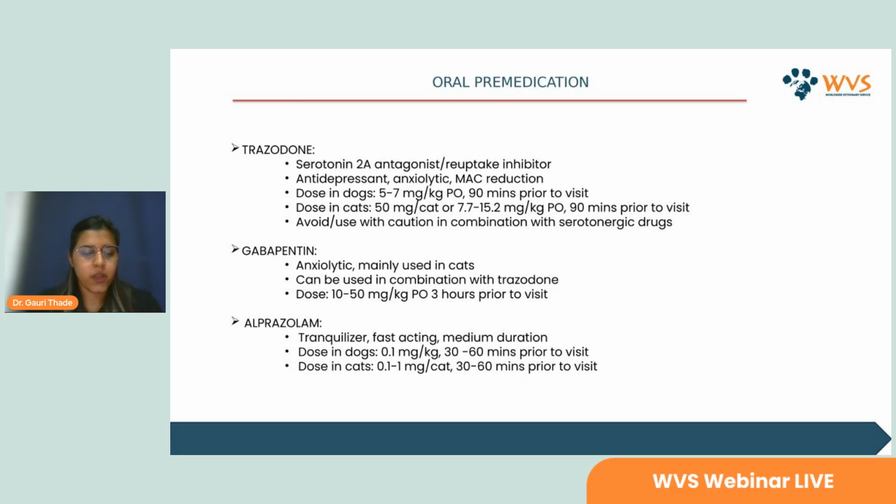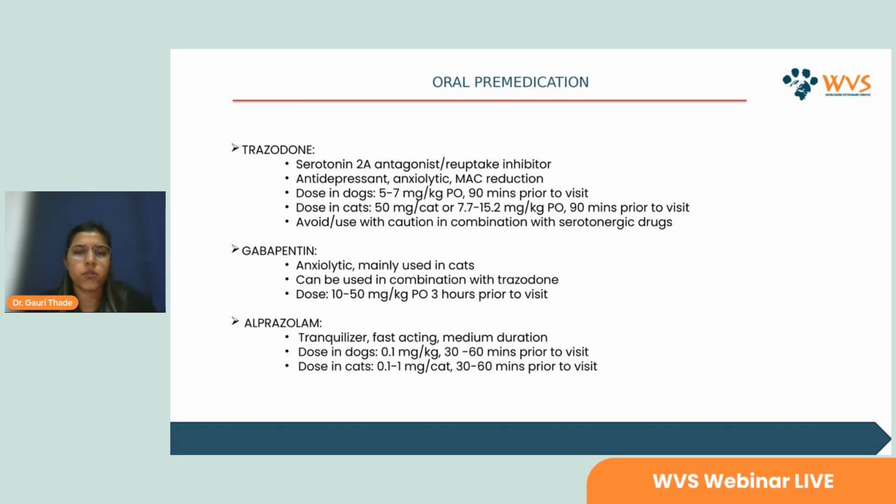Now, before we go to injectable drugs, we know that stress, anxiety, and aggression can lead to a higher blood pressure, heart rate, oxygen demand, and even overheating and respiratory distress in some cases, which can in turn contribute to morbidity. Having oral premedication on board can be very helpful in some cases. For example, trazodone and gabapentin, which are most commonly used.